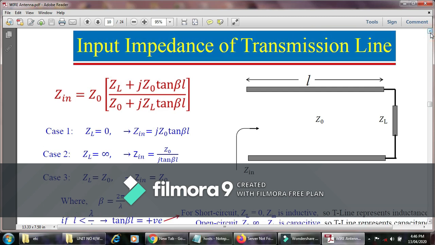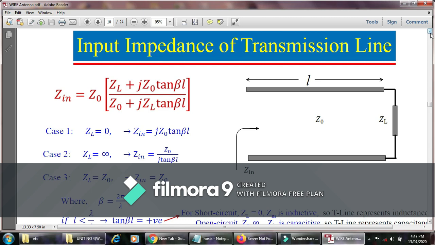The transmission line is a very important parameter, because the antenna itself acts as a transmission line, and the input impedance is calculated with the help of the equation Zin equals Z0 times (ZL plus jZ0 tan beta L) upon (Z0 plus jZL tan beta L). With reference to this equation, we look at the schematic representation of the transmission line.